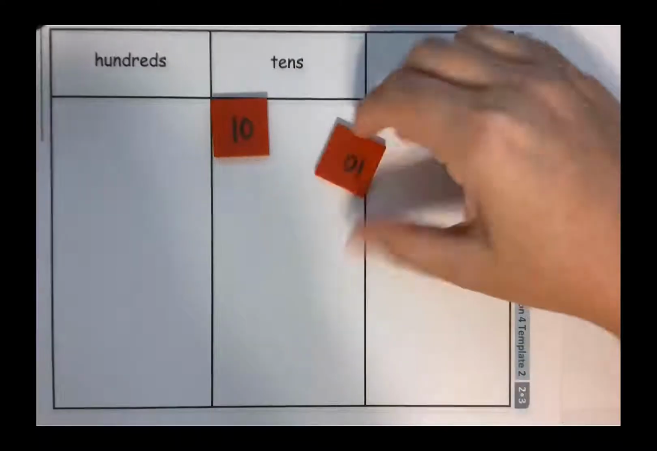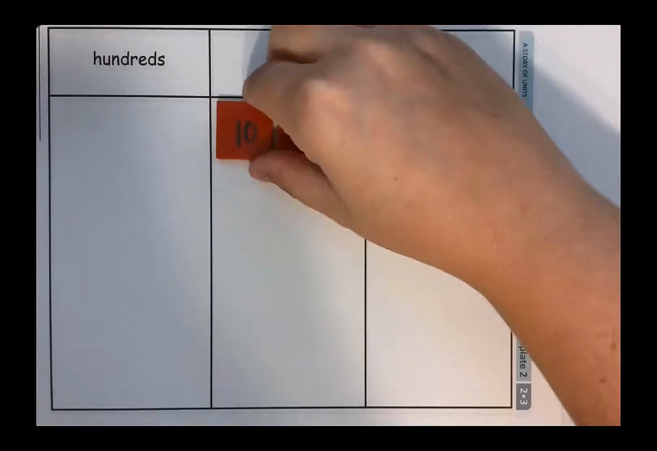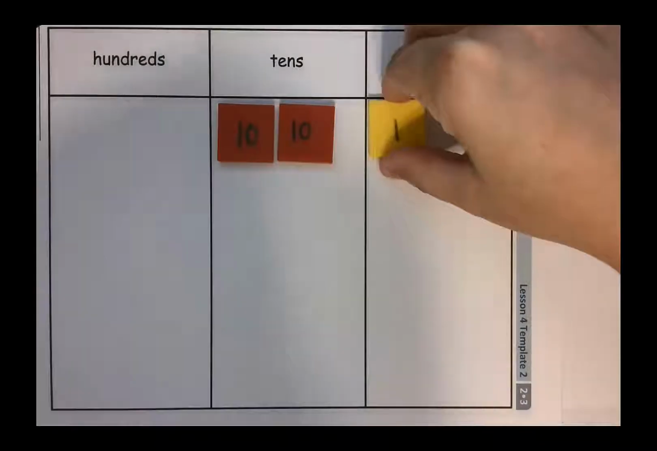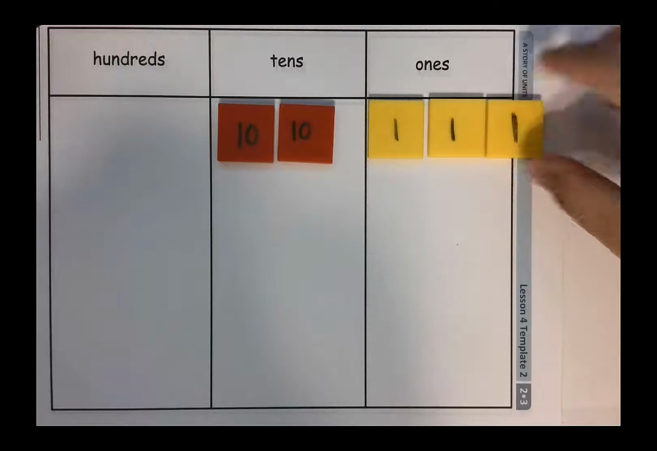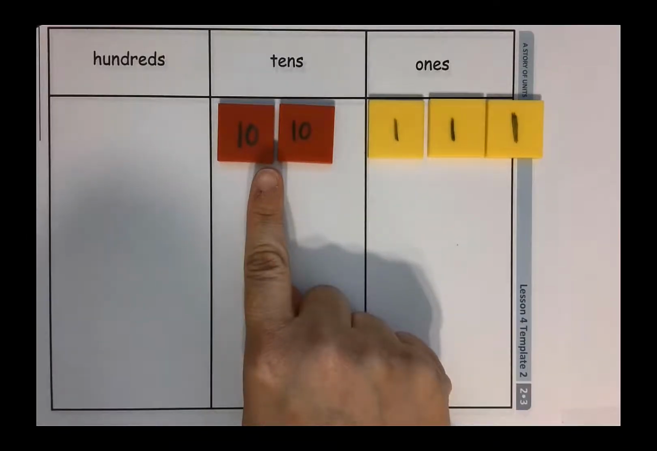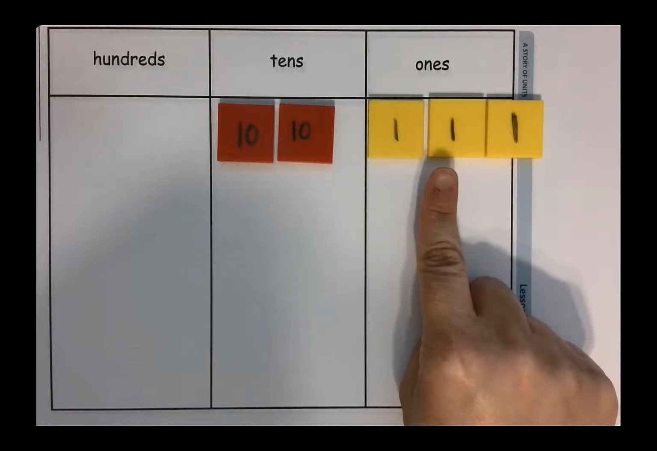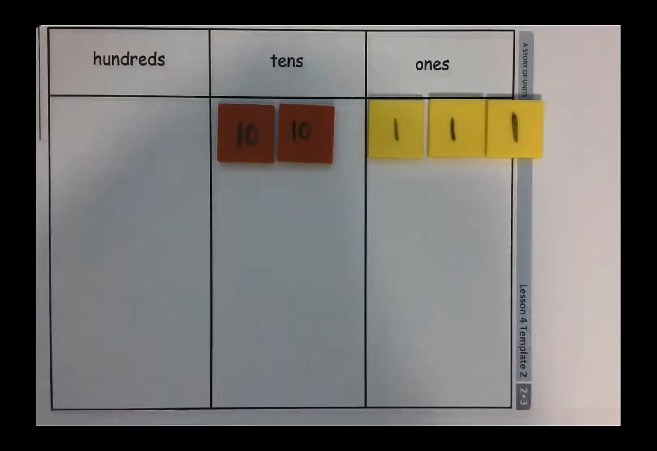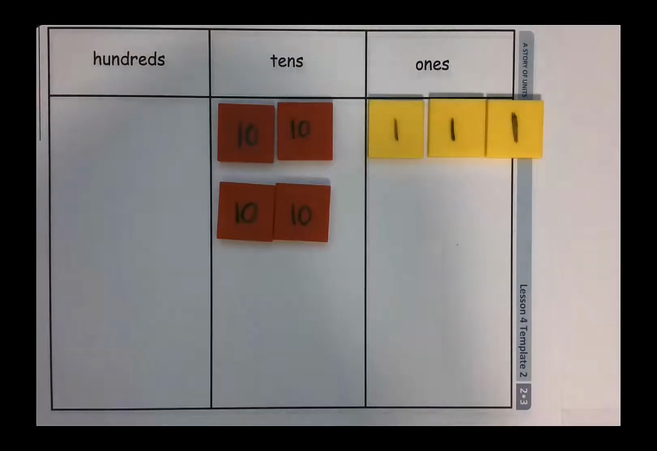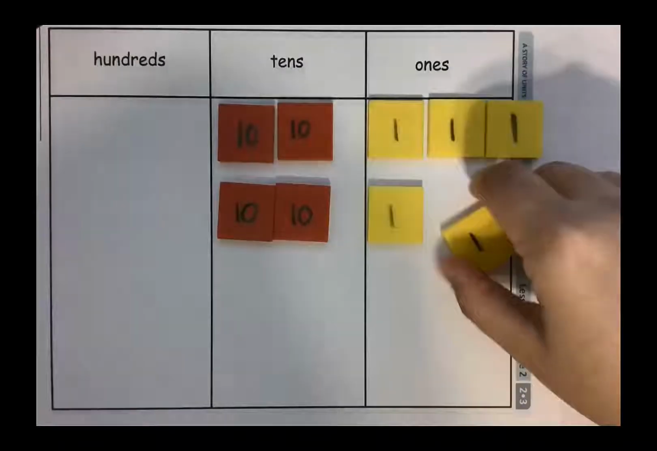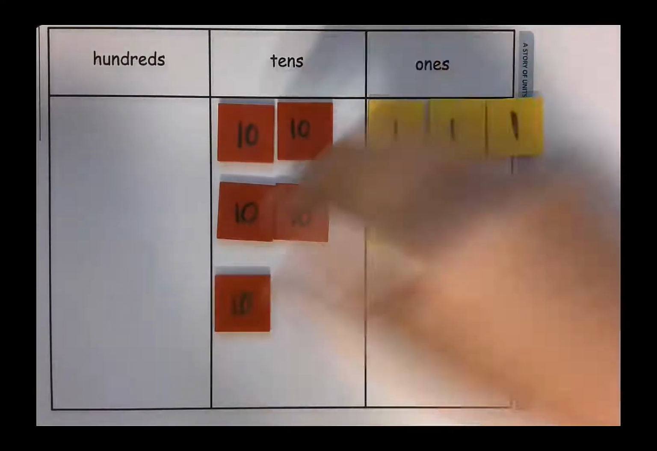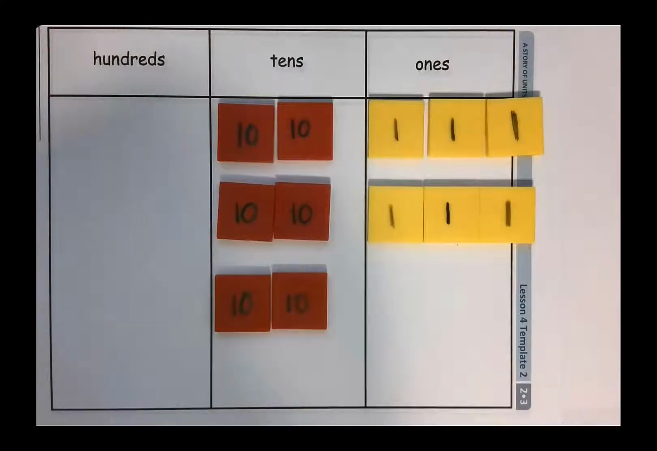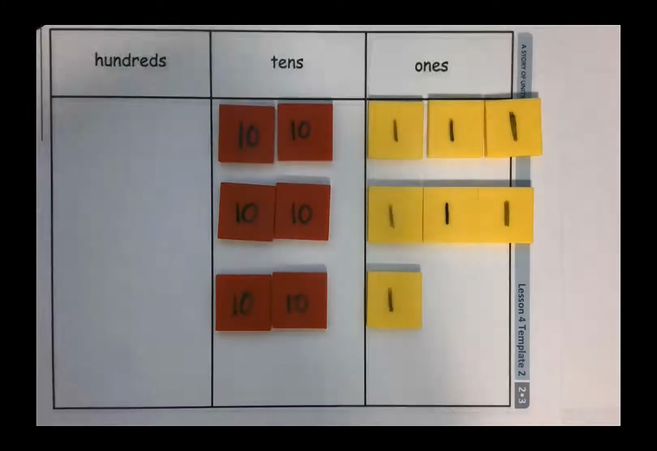So here I'm going to set them up. Here are my 2 tens. Here are my 3 ones. So I have my one group of 2 tens, 3 ones. Now I'm going to set up my other group. Here's my second group of 2 tens and 3 ones. And now my third group of 2 tens and 3 ones.